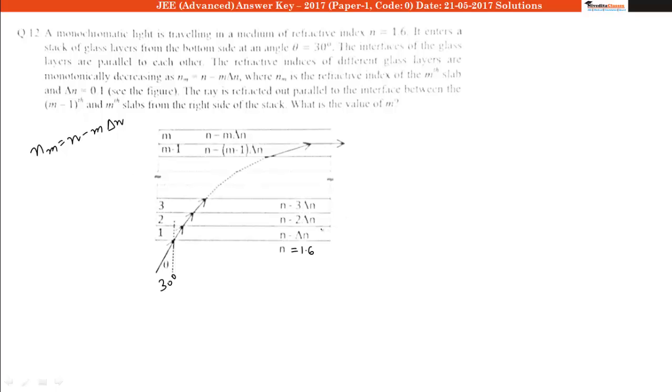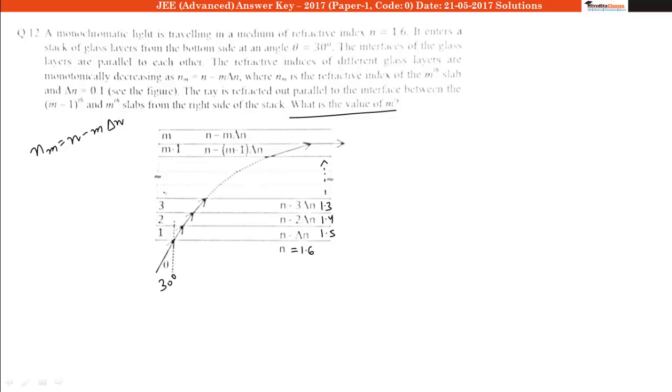So, if we keep on going upwards, it will be 1.5, then 1.4, then 1.3, and it will keep on going like this. Now, the ray is refracted out parallel to the interface between the m minus 1th and mth slab from the right side of the stack. Now, we have to find the value of m.